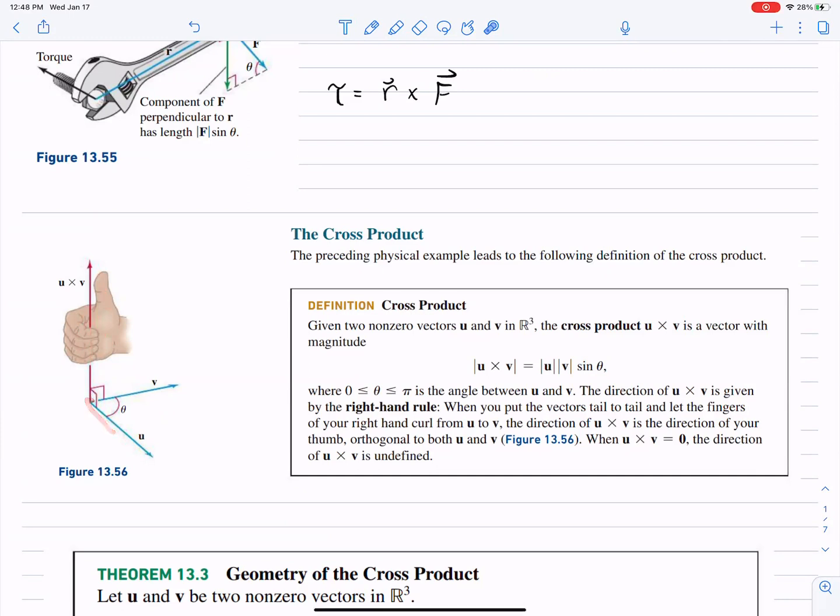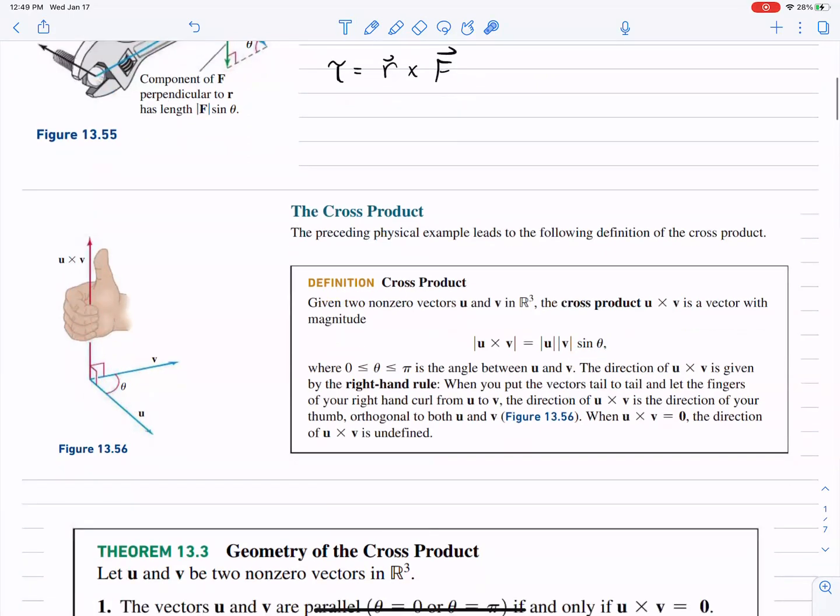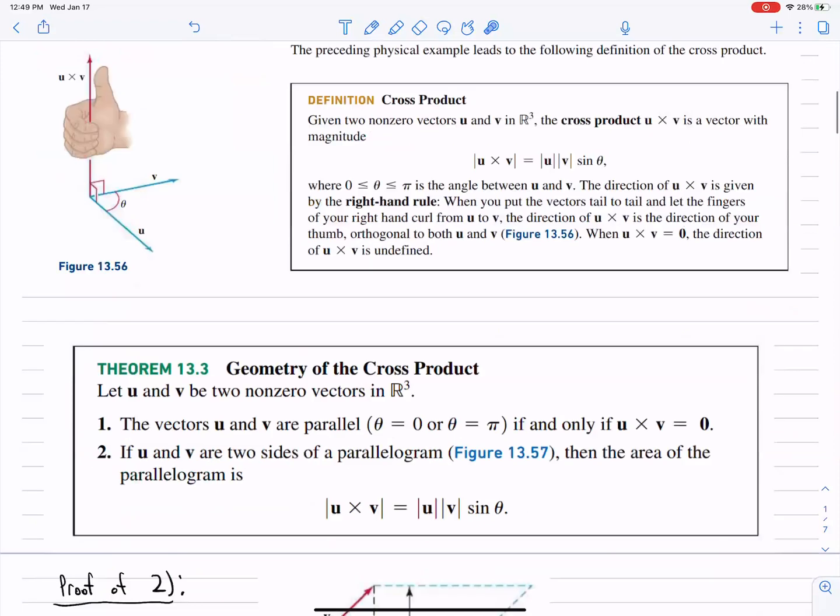I can show you guys that again in class when I do it in person. But the idea is: put your palm on u, curl your fingers towards v, and the direction your thumb is pointing is the cross product. How we actually find this vector, we're going to have to come up with a better way, because the sine of theta makes it kind of annoying.